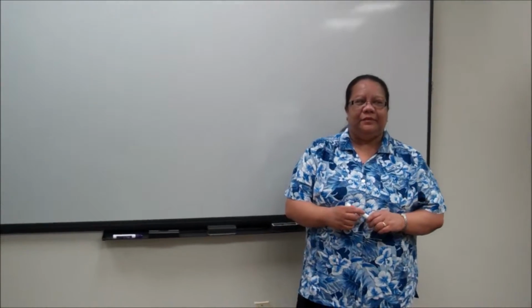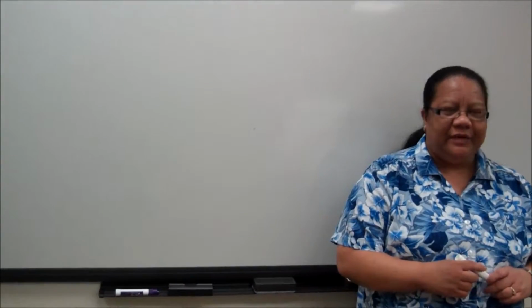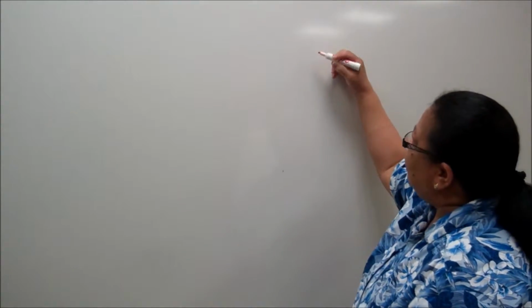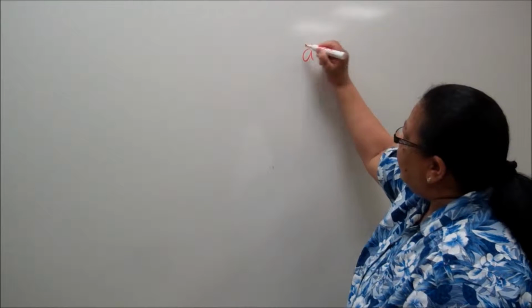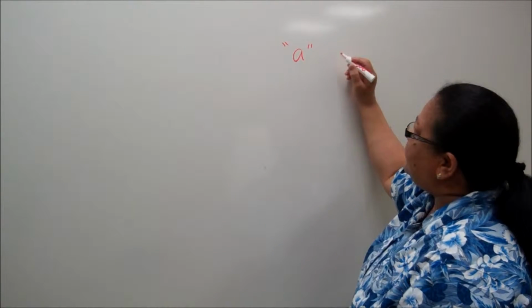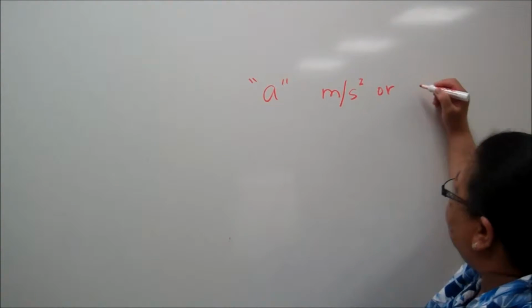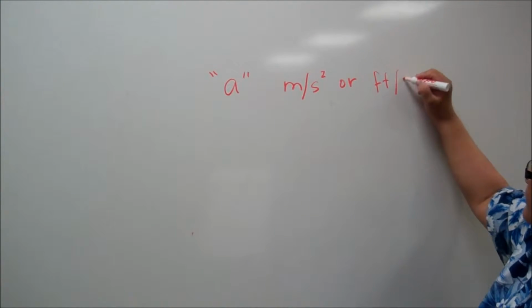An important component used in kinematics is acceleration. Acceleration is the rate of change of velocity per unit time. It is denoted by a and measured in meters per second squared. So if you see this, it means acceleration, and it's measured in meters per second squared or feet per second squared.